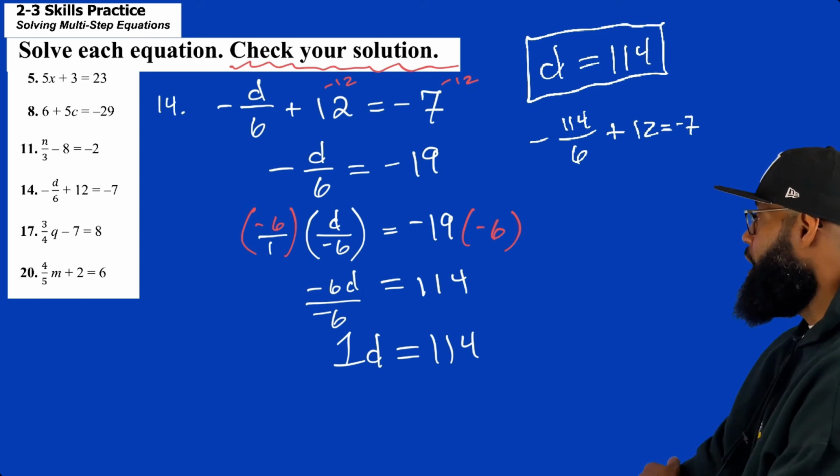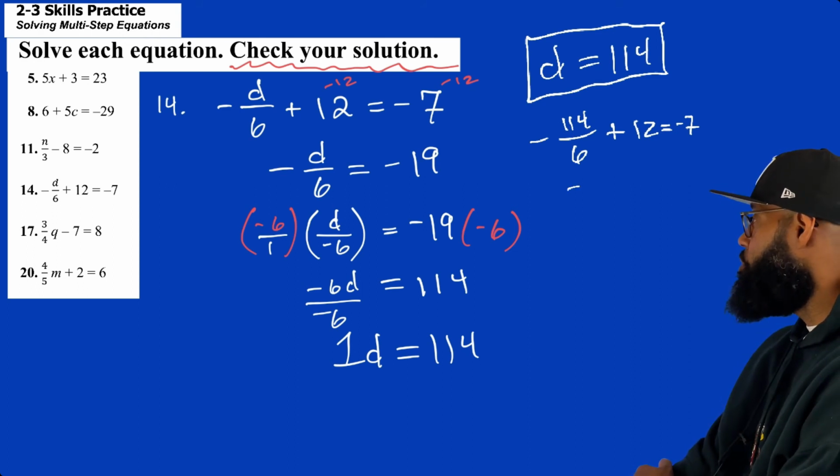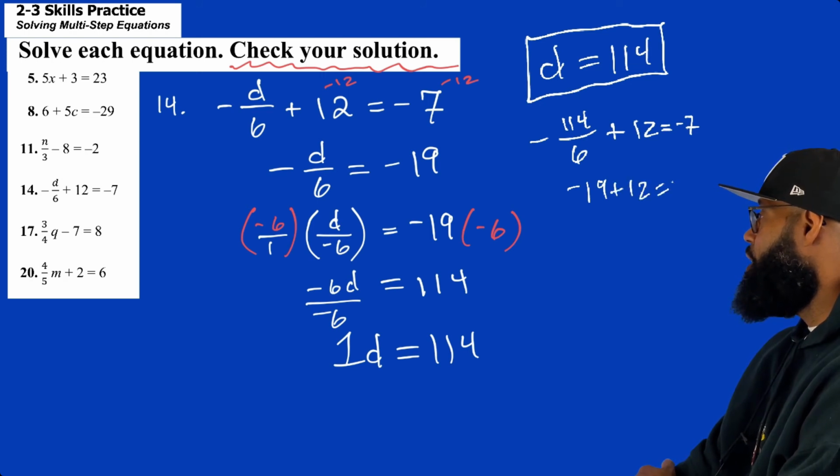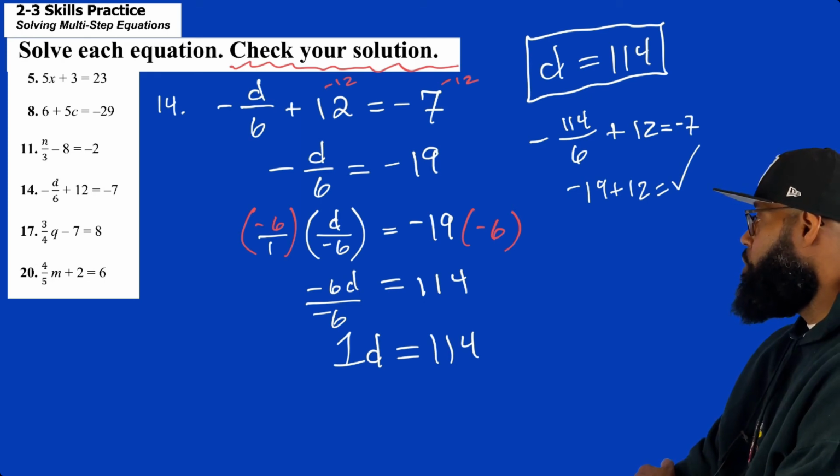Plugging in, again, that negative is right in the middle, so 114 divided by 6, whatever comes out, it is negative. So 19 came out. 114 divided by 6 is 19, so negative 19 plus 12, yes, it does equal negative 7, yes. All right, so again, multi-step equations, because you're doing more than one operation.